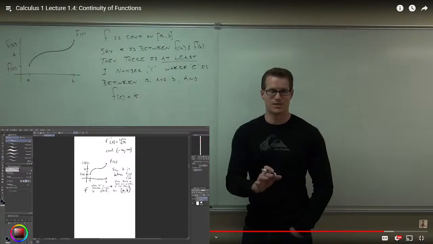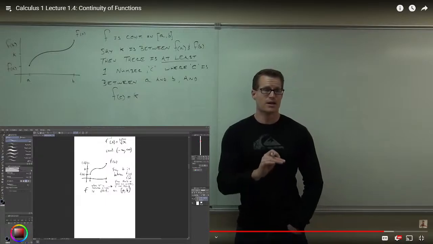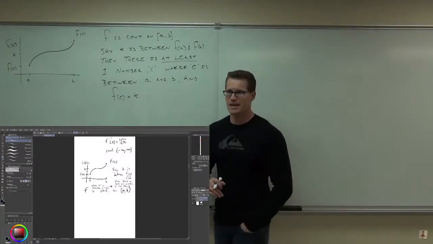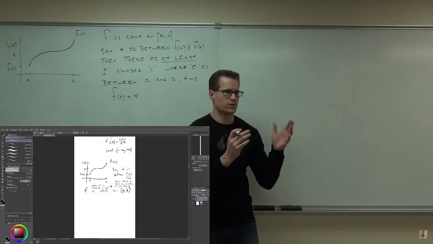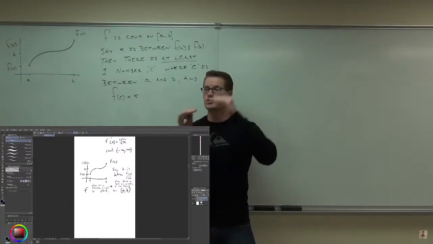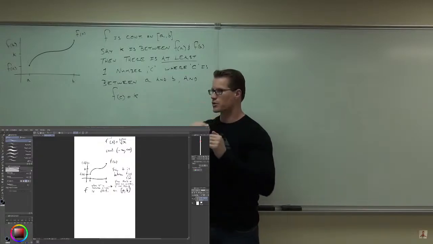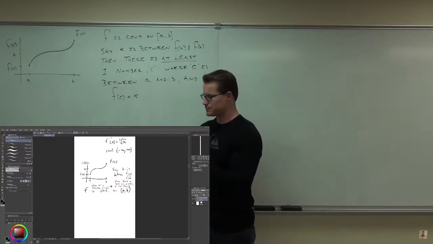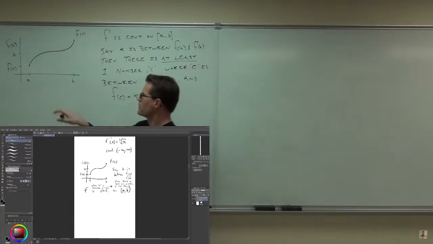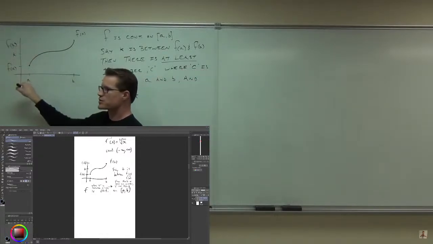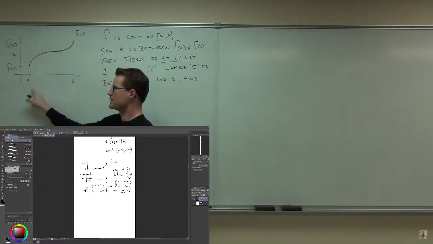So he's saying that the y point, which is K, has to come from an x point that's between A and B. Understand this. Here's what it says. If your function's continuous, that means there's no holes, there's no asymptotes, there's no jumps. You get me? It's a smooth curve. If you give me an output between these numbers, my input will be between these numbers.